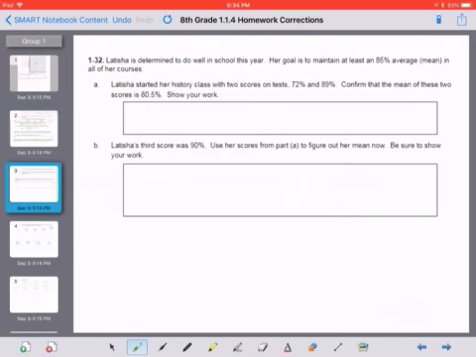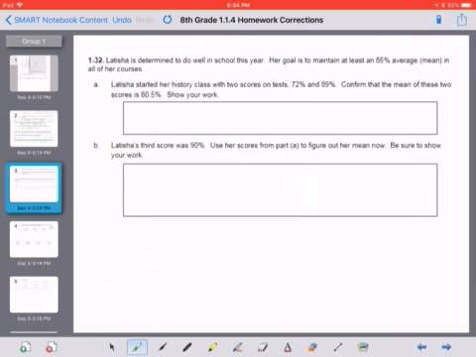The next question is about mean. It says Letitia is determined to do well in school this year. Her goal is to maintain at least an 85% average or mean in all of her courses. Letitia started her history class with 2 scores on tests, 72 and 89. Confirm that the mean of these 2 scores is 80 and a half.